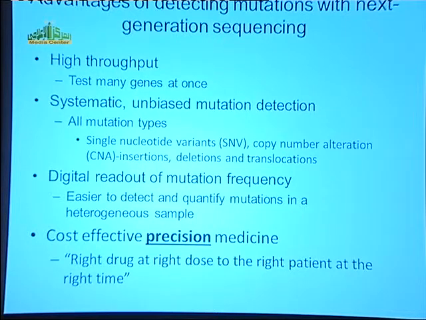Next-generation sequencing actually offers a systematic and unbiased means of detecting mutations. It detects all mutation types, from single nucleotide variants to copy number variants, including alterations, insertions, deletions, and, given the right library construction, also the ability to identify novel translocations that may be present in tumor cells.